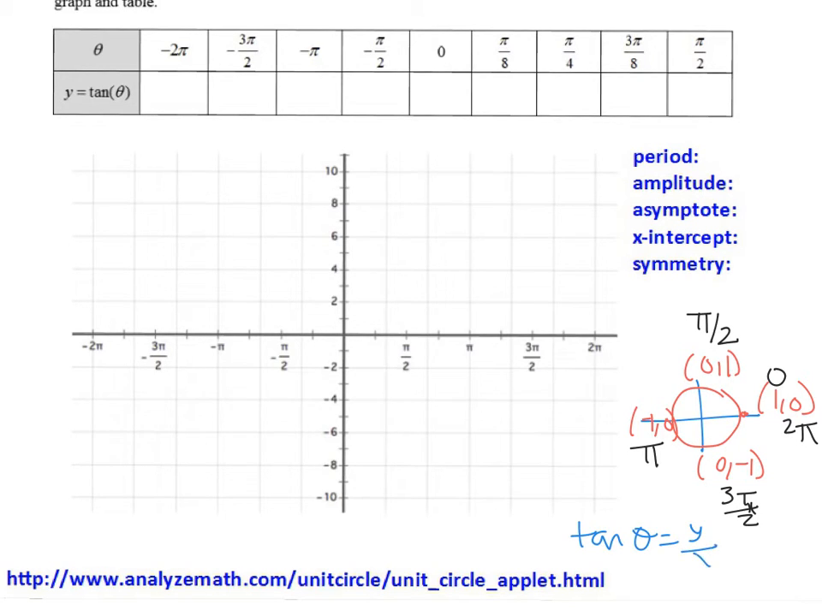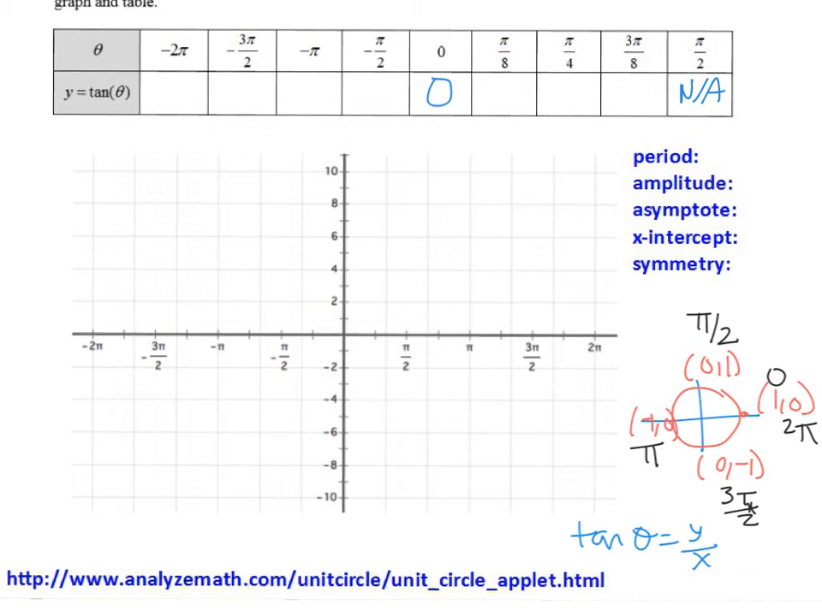We defined tangent as y over x. So starting at 0 radians, y divided by x is 0. At pi over 2, y divided by x, 1 divided by 0 does not exist. So that value is not there.